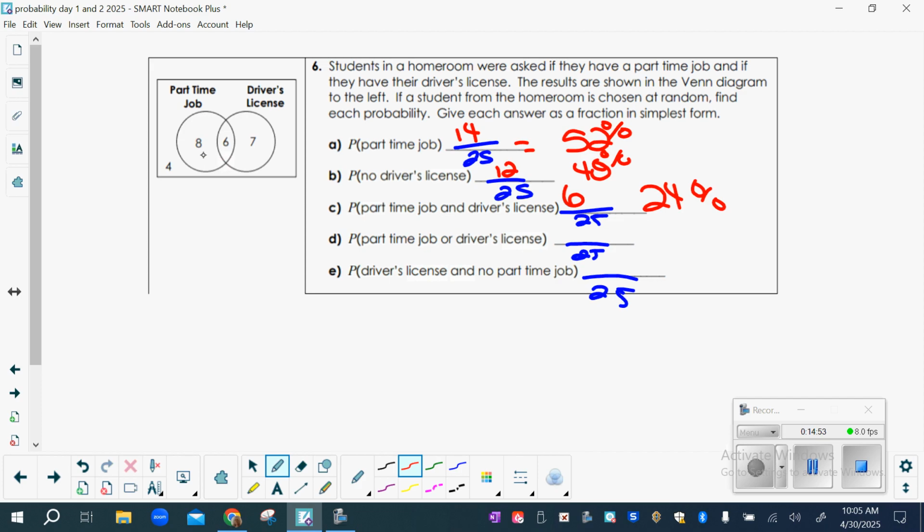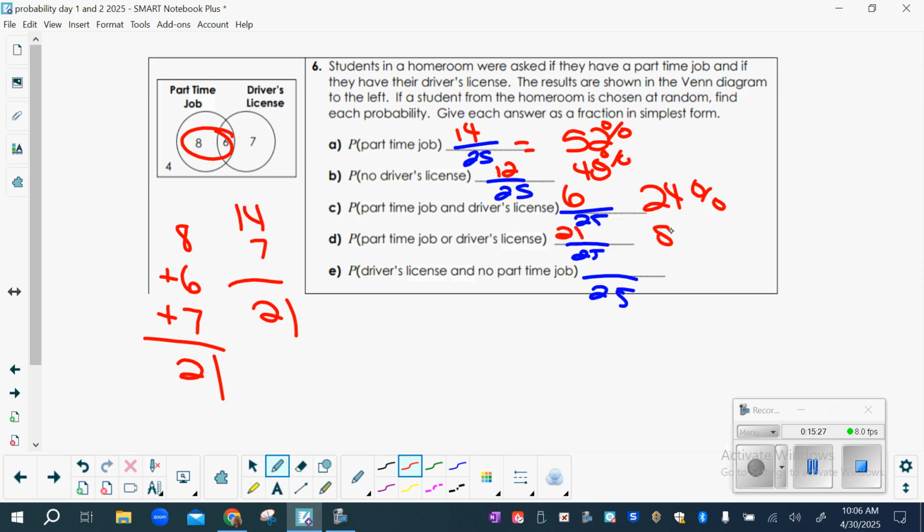Part-time job or a driver's license. I'm adding in everyone, but be careful, don't add in the overlap twice. So you either can do it this way, 8 plus 6 plus 7, that works great, or you can say 14 plus 7. I don't care how you do it, just be careful. You don't count the 6 twice. Don't count the 6 two times, right? So it's going to be 21, or is everybody? And that's 84%.